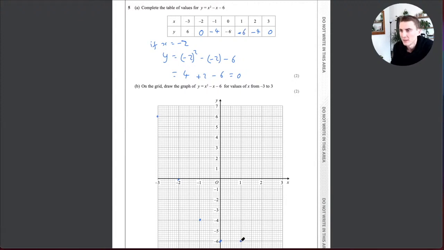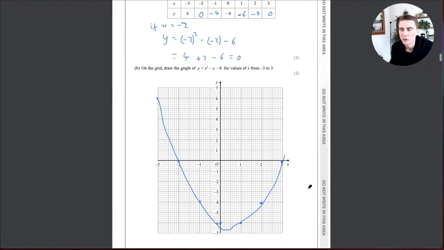So minus 6 here. Then 2 is minus 4. And 3 is 0. So these are our points. So then we just have to join them up. It's a bit hard on a tablet, to be fair, but pop that down like that. And that's something like that.